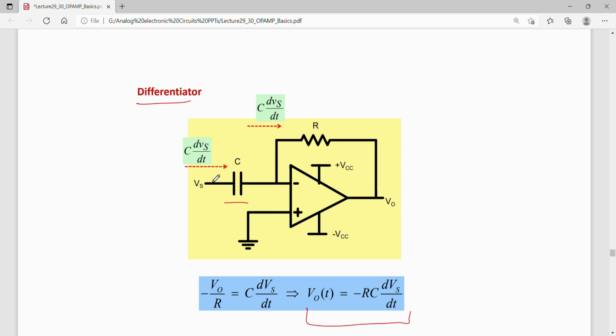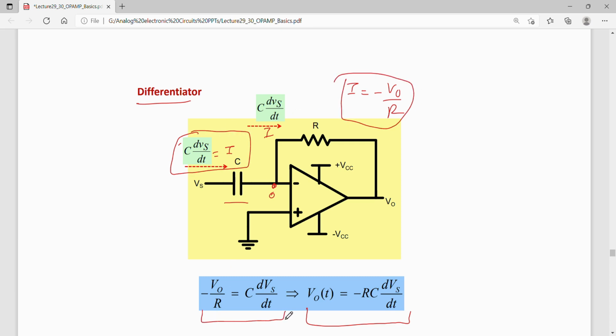So again the current can be written. This current I is C dVs by dt, knowing this point is at 0, so Vs minus 0 is C dVs by dt. And the same current is going into this, and this current can be written as 0 minus V naught is IR, or I is minus V naught by R, and I is also C dVs by dt. So these two currents can be equated, and from here one can find that the output voltage is minus RC dVs by dt, or this circuit acts as a differentiator.